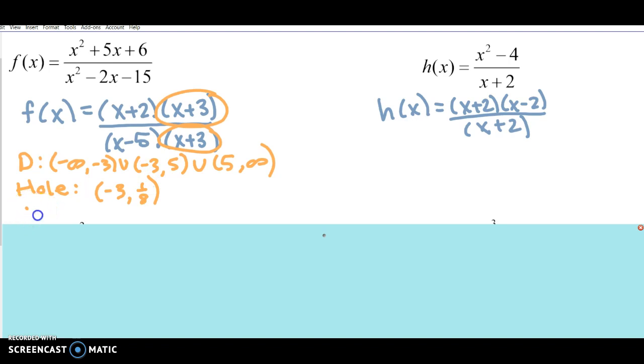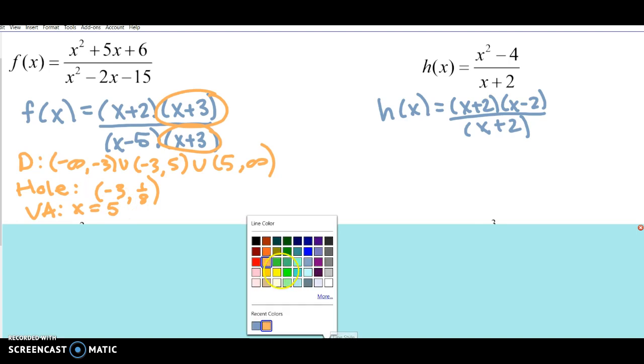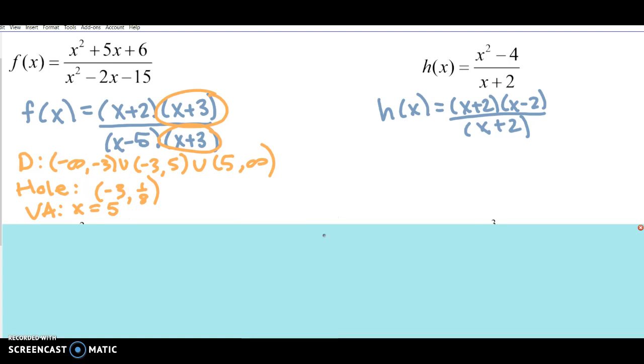Last but not least, we're asked to find the vertical asymptote, which is where the denominator equals 0, but not if there was a hole. So we would only worry about this 5. Since it's vertical, it's going to be x equals 5. We'll do one more with you guys, and then we'll have you try the next two on your own.